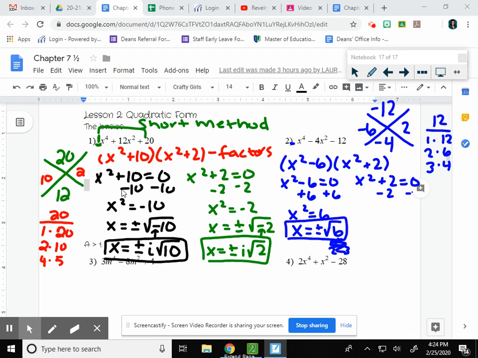This one, we're subtracting it, and we get negative 2. So then we're going to take plus or minus the square root of negative 2. We have that negative under there. So that's going to be equal to plus or minus i root 2, and that's our second set. Okay, so when you have the short method, it's pretty easy.